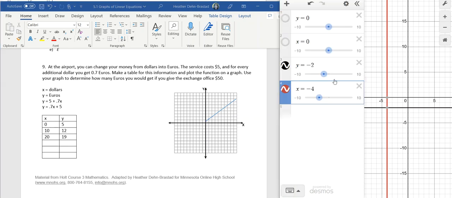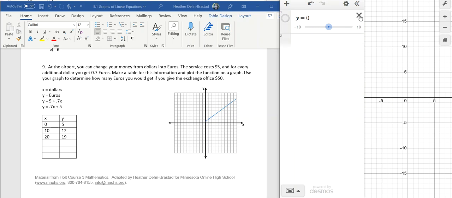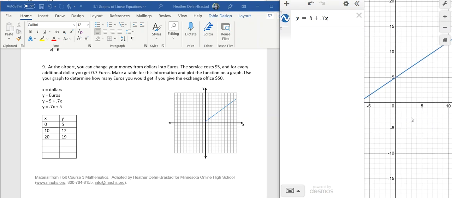You can also graph this in Desmos. Let me show you how. So I could write my equation. I would have to figure that out first. 5 plus 0.7x, or 0.7x plus 5. And the line graphs for me automatically.